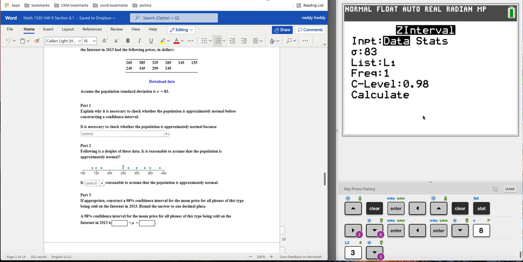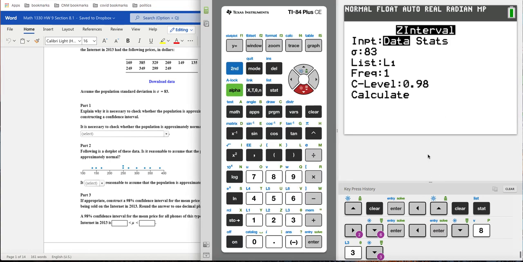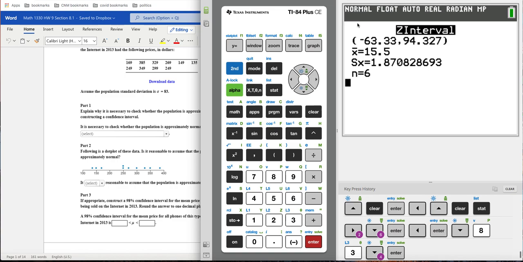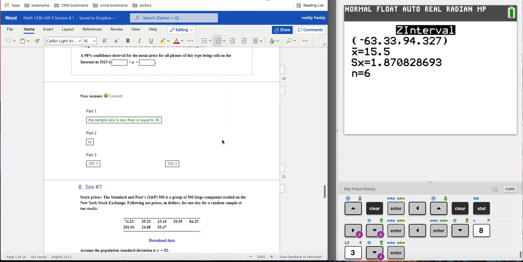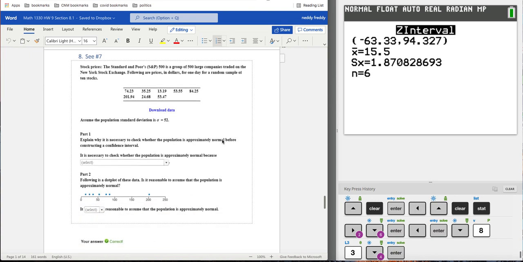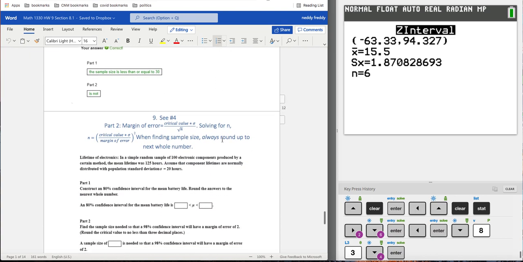So 98 again here, calculate. Nothing else about this is different. It's just that you're going to enter the data manually into L1 and then change to data before you calculate, and then you've got your lower and upper limit of your confidence interval right here, just like in the other case. So that's the only variation in these.